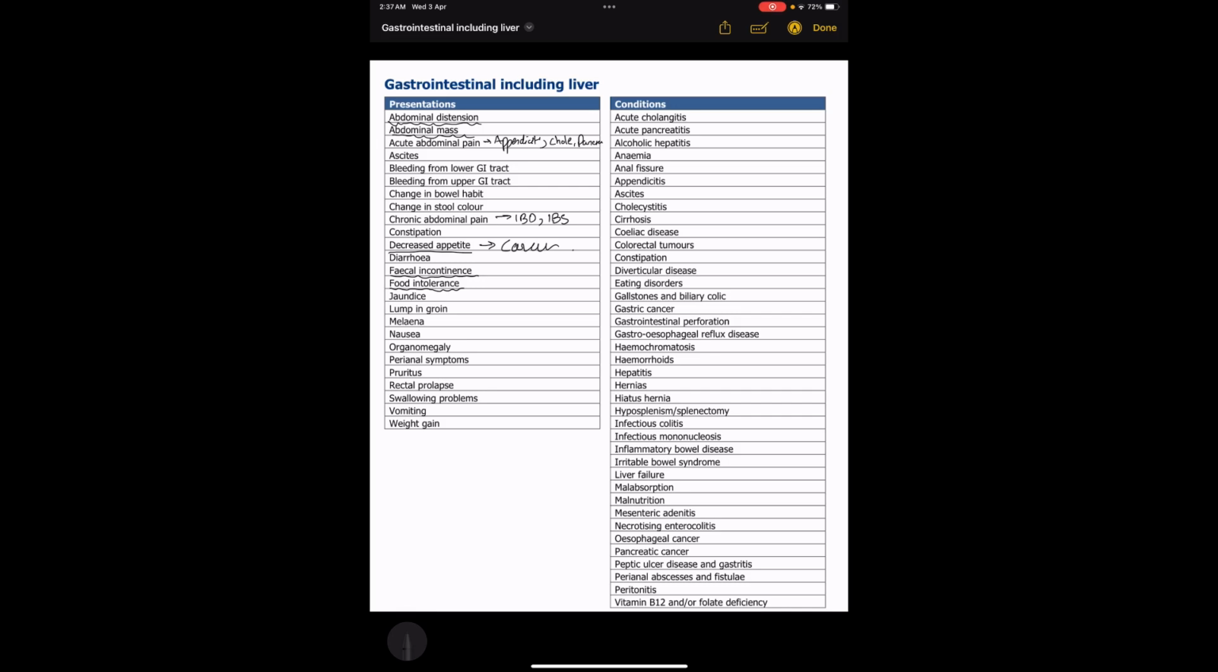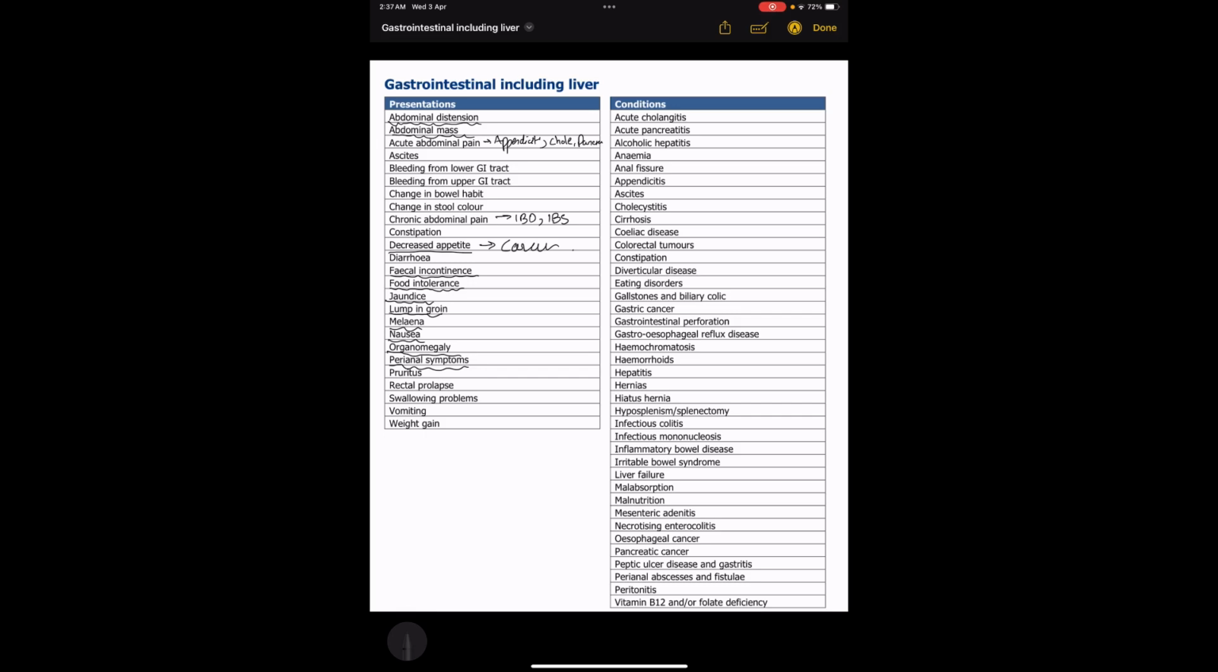Jaundice. Now, jaundice is usually associated with any liver pathology or gallbladder or any ducts linking the two. Lump in groin can be some form of cancer, but mostly it is a hernia or inguinal hernia. And melena, we have talked about it. Nausea, any number of infections can cause nausea or organomegaly. It can be liver, it can be spleen. Any number of infections can cause organomegaly.